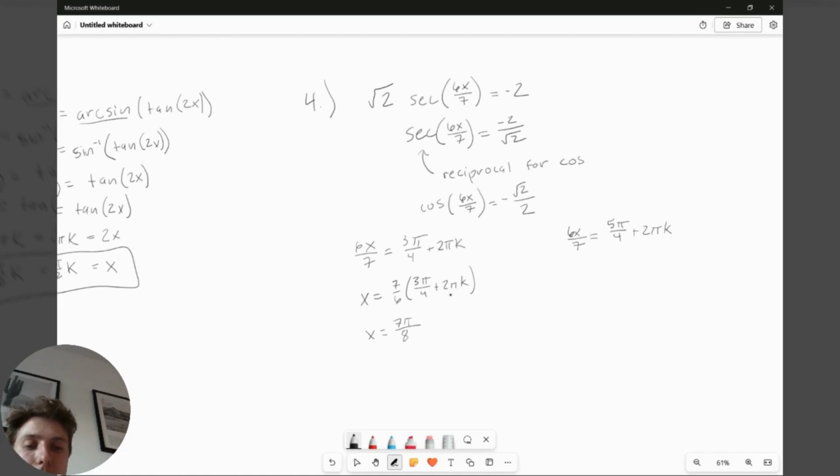Multiply the 7/6 with the 2 as well. 2 over 6 would give us 1/3. So we would end up giving 7 pi. This is a 3 on bottom. 3 times 4 gives us 12. And there is part of our generalized solution.